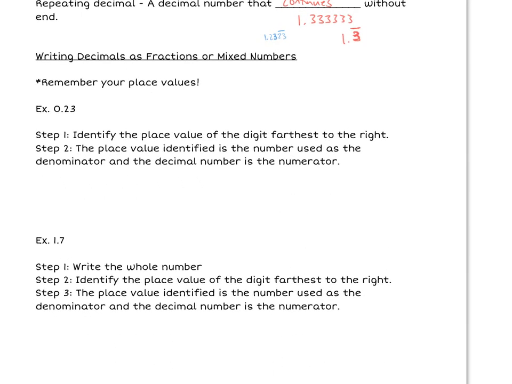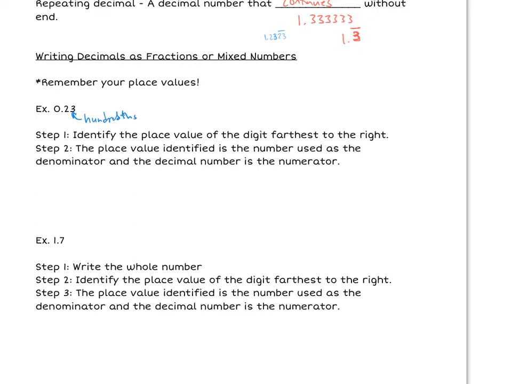So, when you have a decimal and you want to make it a fraction, the easiest ones are the ones that terminate. And that's what we're going to focus on today. Remember your place values. Step 1, identify the place value. What is the place value of the farthest right digit? This 3 right here. It's the hundredths place.